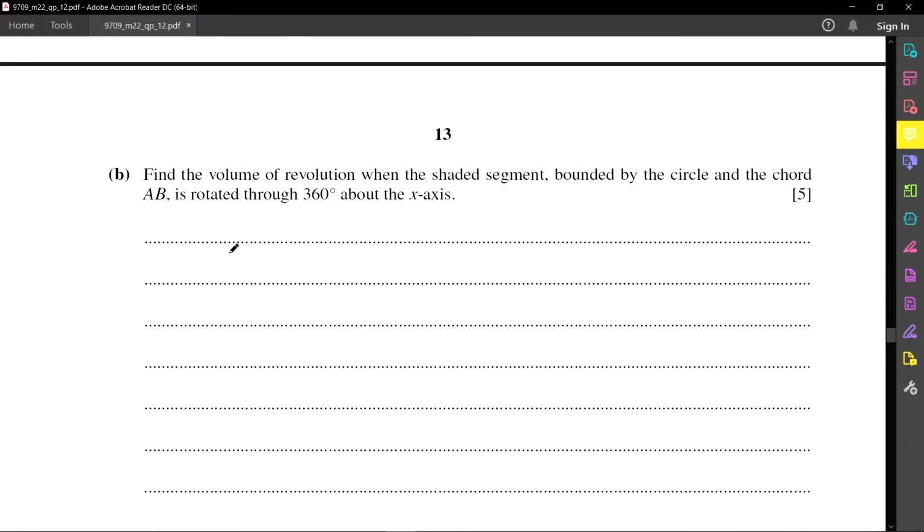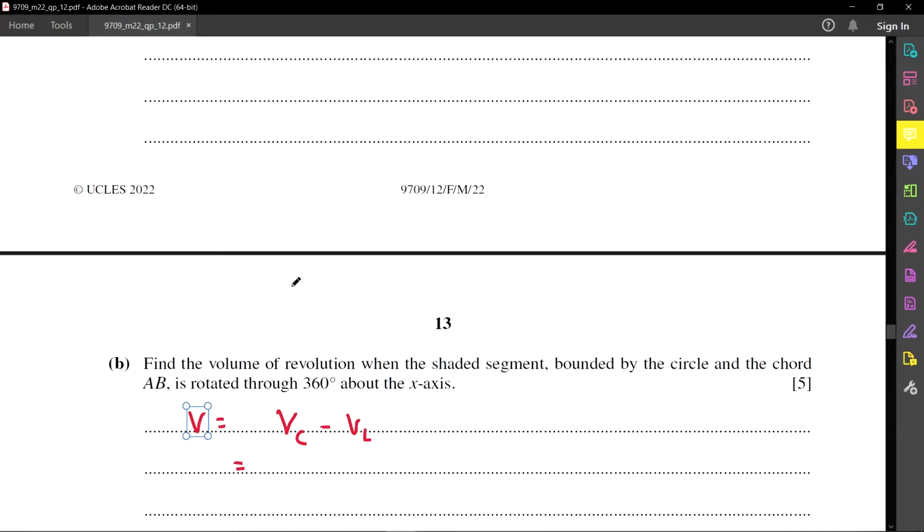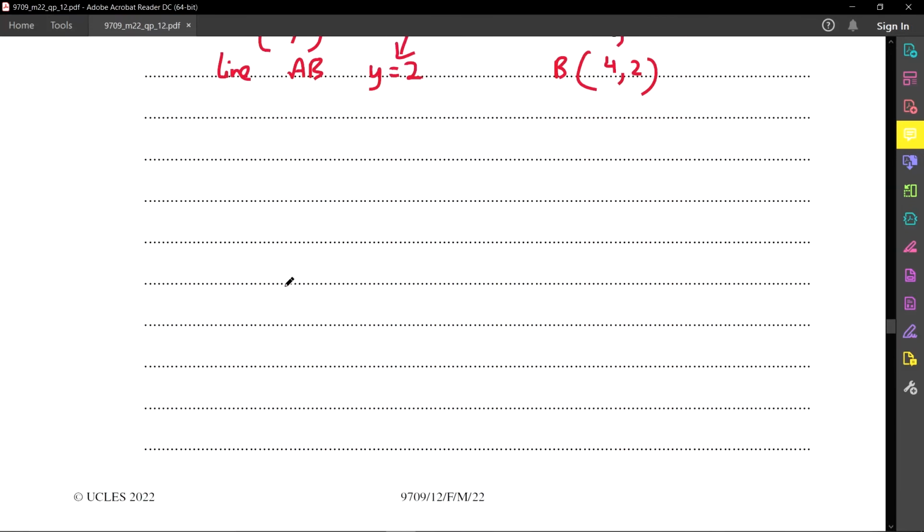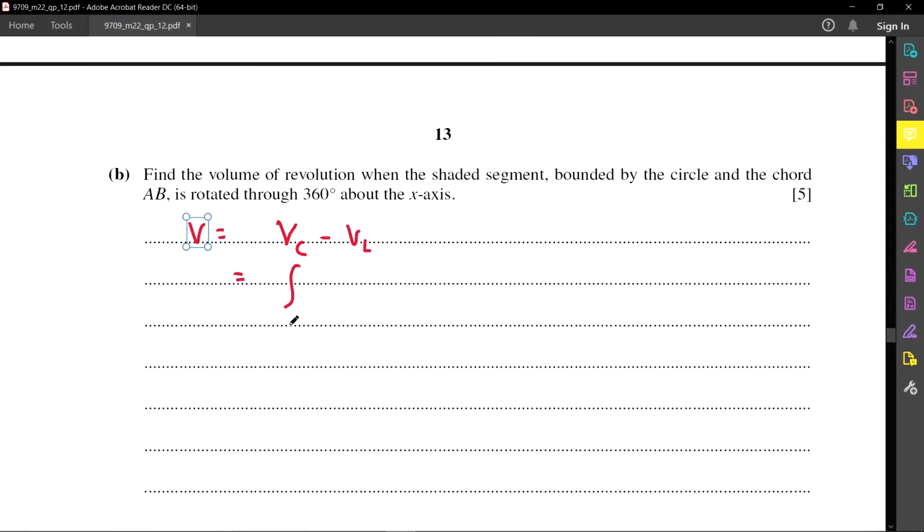So the volume is the volume of the solid formed by the circle minus the volume of the solid formed by the line. So we know the x coordinate of A is 0 and of B is 4, so the integral is between 0 and 4. What is the circle equation? (x minus 2) whole square plus y square equal to 8. So from this, y square equal to 8 minus (x minus 2) whole square.